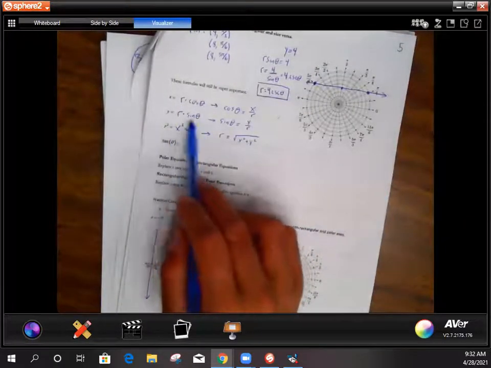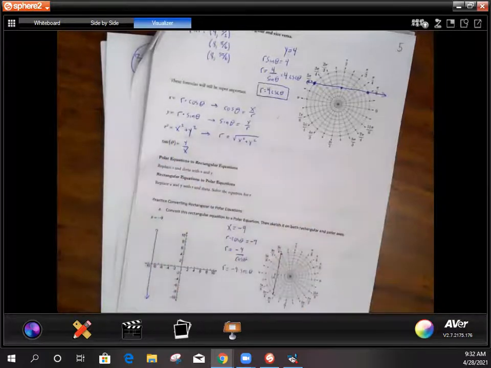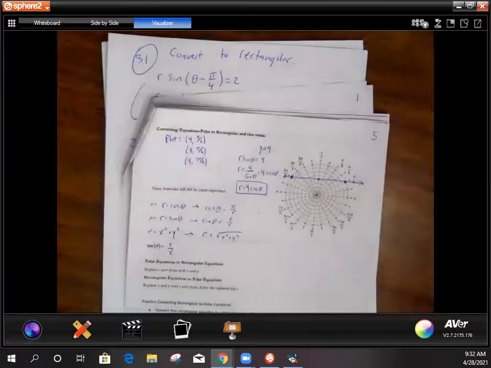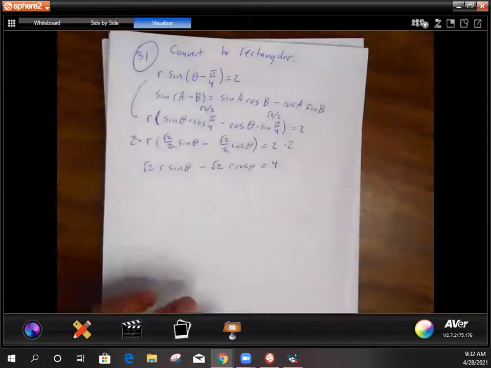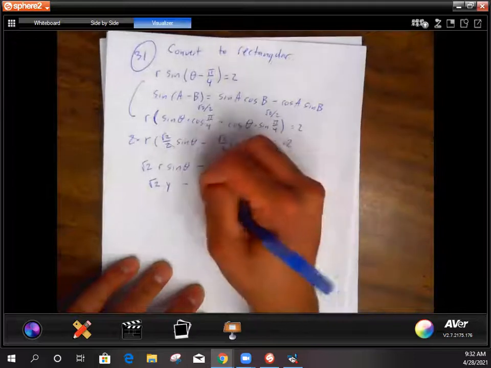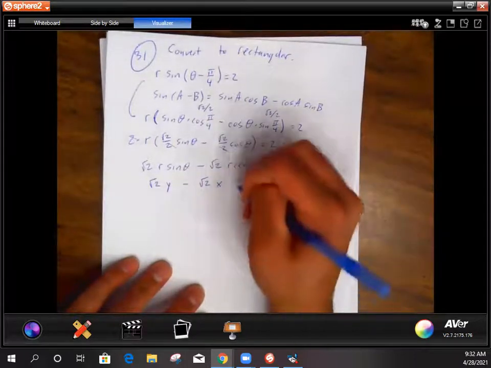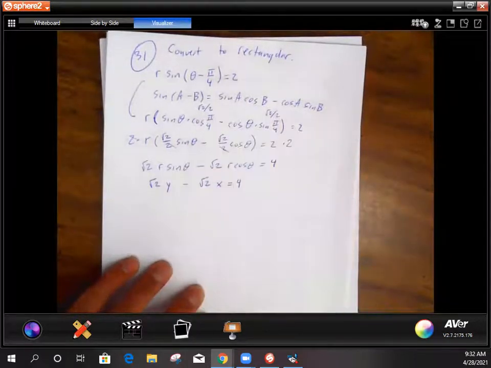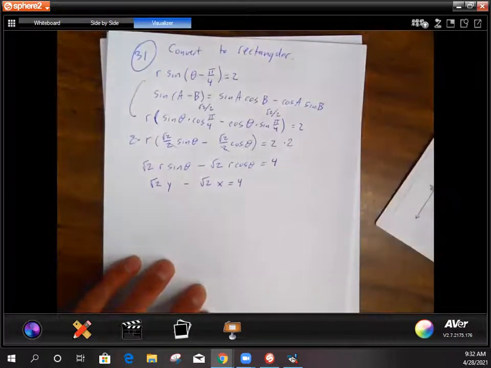And when we have r with sine, we could sub in y. If you're trying to convert to rectangular, that's what we're trying to do, to get our cosine and our sine together so we can just plug in x and y. All right, so r sine is equal to y. So we get root 2y minus root 2x is equal to 4. And that is the equation of the line.